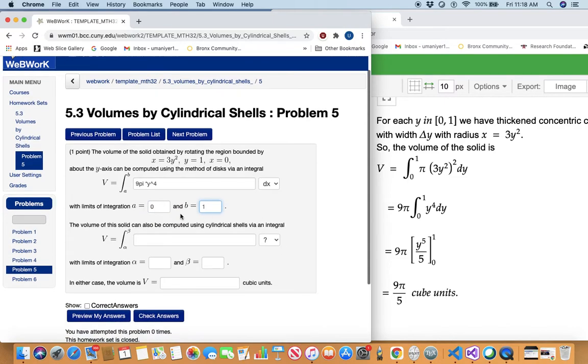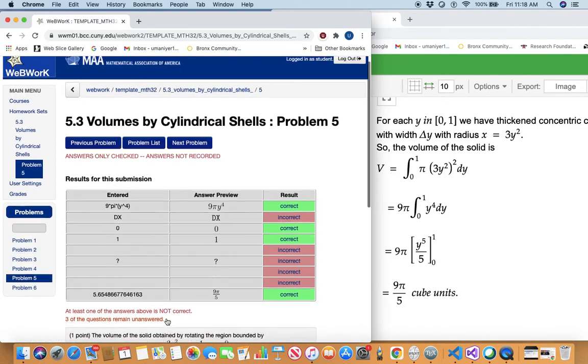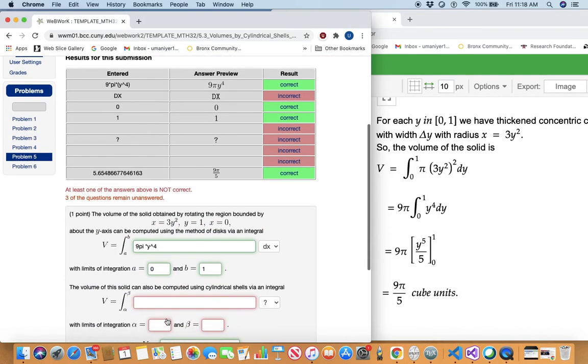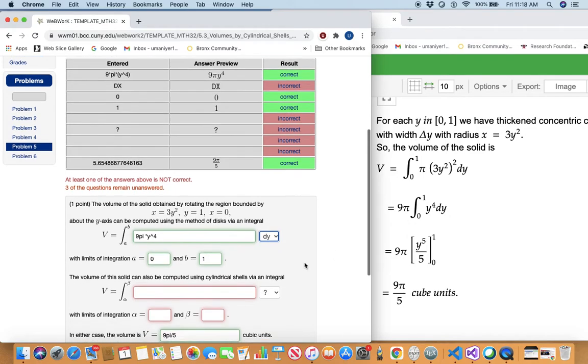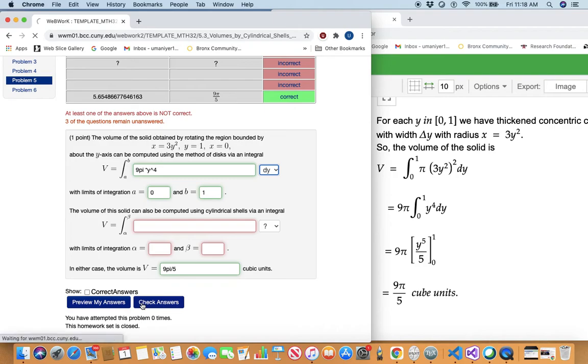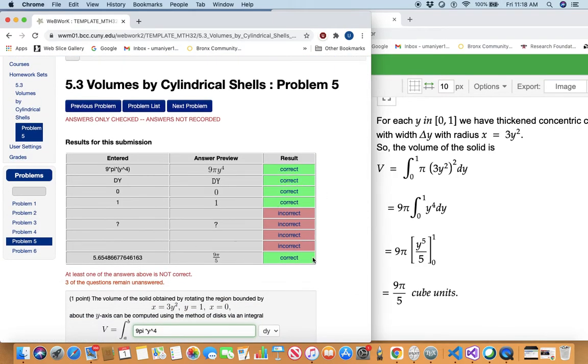Okay, and I calculated it here. So 9 pi over 5. All right, so, oh, I'm sorry, it is integral with respect to y. There you go. Of course, so everything is good.